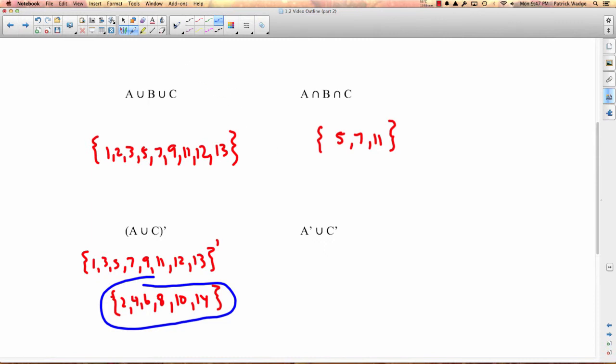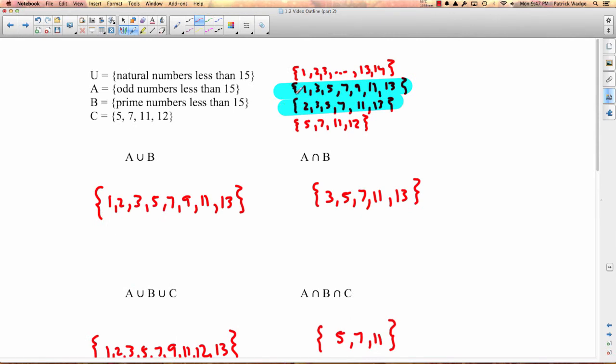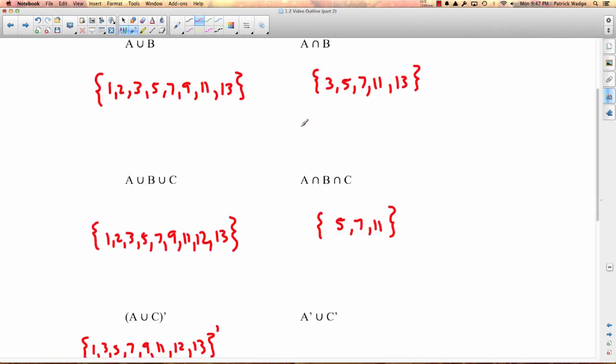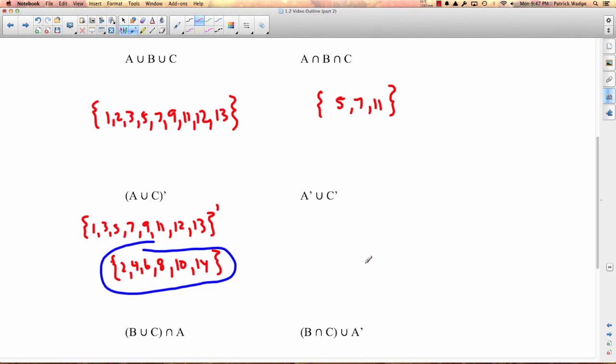Okay, this time we're going to do the complement of A and the complement of C first, and then take the union of both of those. So for the complement of A, here's A, this first highlighted one, and we want to write down all the numbers that are in the universal set that don't show up here. Well, that's going to be all the even numbers, isn't it? So for A complement, we have 2, 4, 6, 8, 10, 12, and 14.